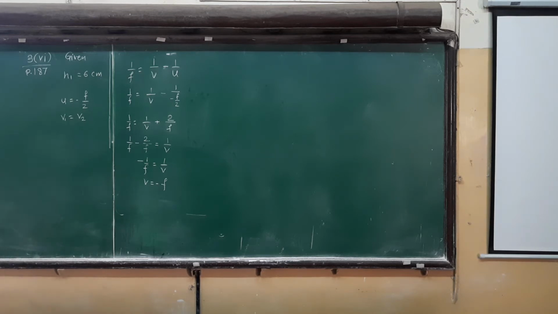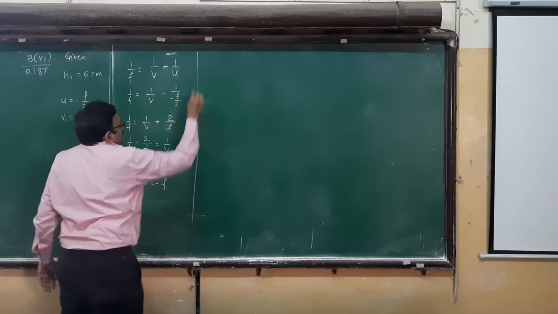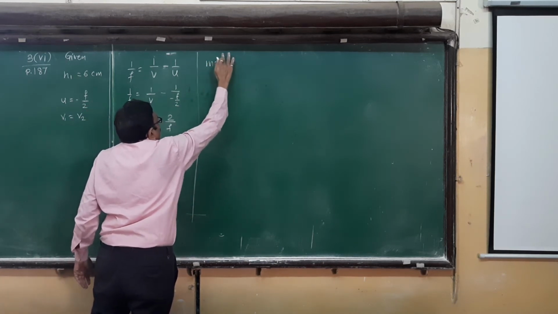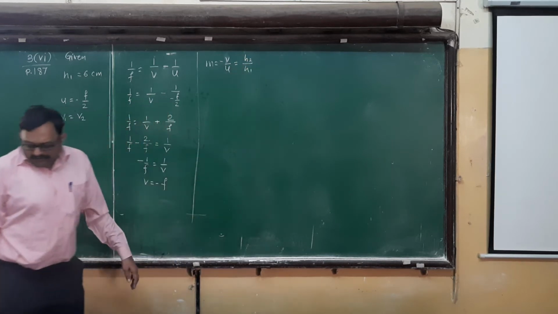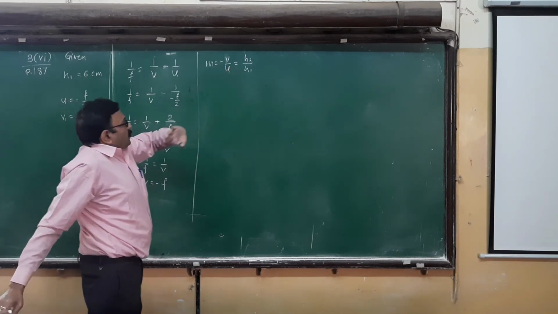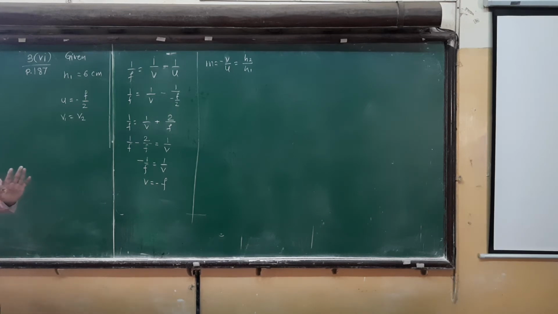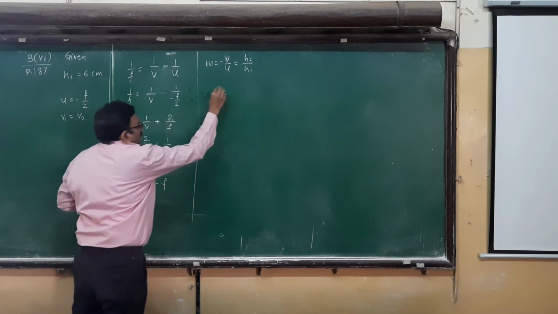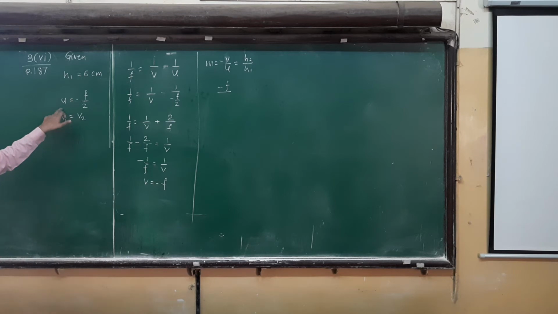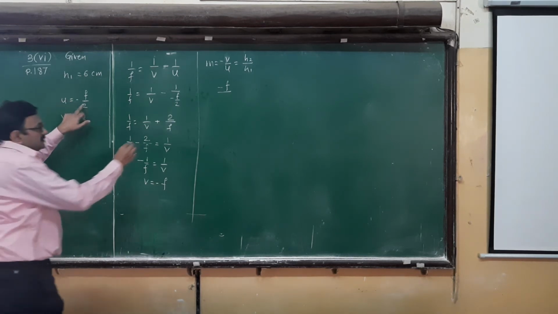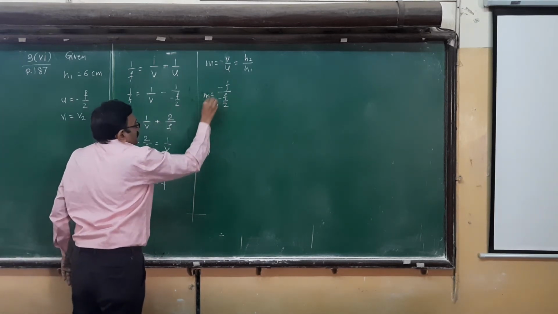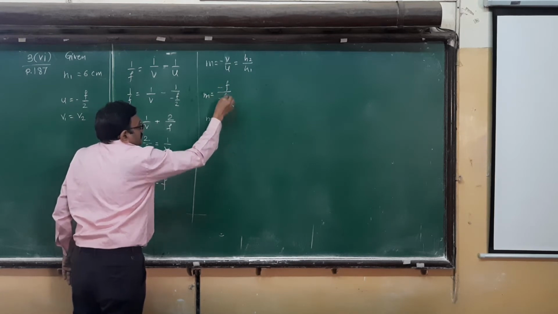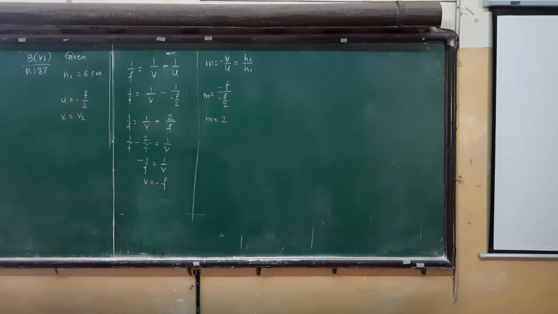This is the image distance. Now we determine the magnification. We use the formula m is equal to minus v upon u, which is equal to h2 upon h1. Now we substitute the values: v is equal to minus f, and u is equal to minus f upon 2. Therefore m is equal to, minus minus becomes plus and f cancels, so magnification m is equal to 2.